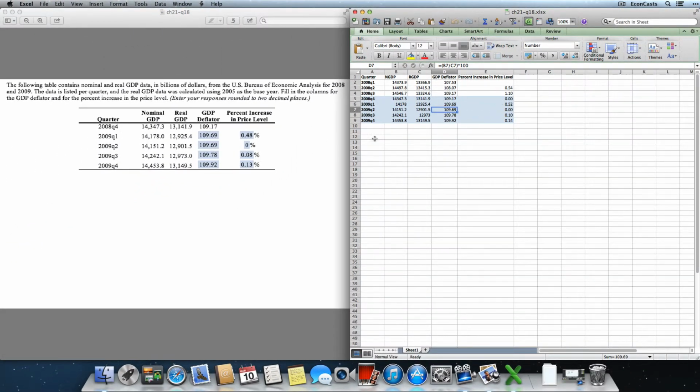Now this brings up an important point. When we don't have a previous year to subtract from, as in 2008 quarter 4 in this question, we can't have a percentage increase in the price level. We need to have this quarter's GDP deflator and the previous quarter's GDP deflator, which is missing in this case. So the only percent increase in price level that we can fill in are for these 4 quarters here.